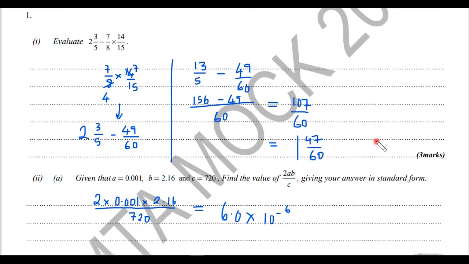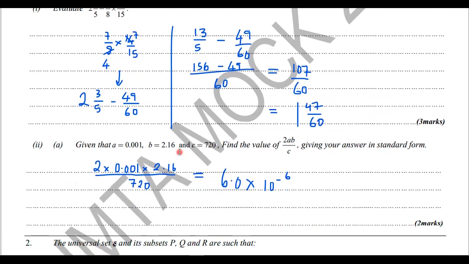Now, the B part of the question. So given that A equals this and B equals that, as well as C equals 720, find the value of 2AB on C, give me an answer in standard form. There are two things you have to understand here. You first of all have to find the value, then you now write that answer in standard form.